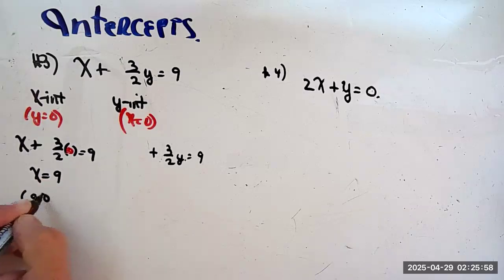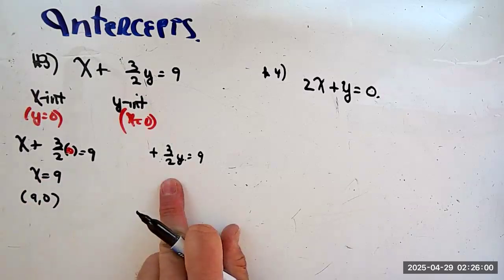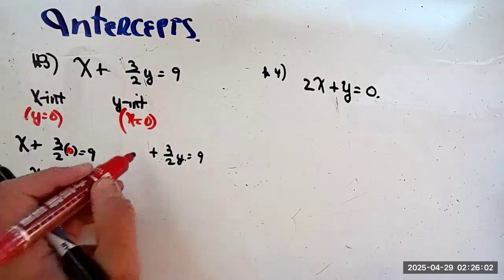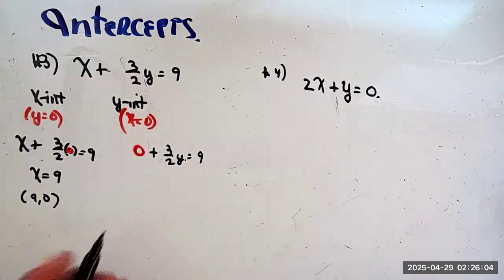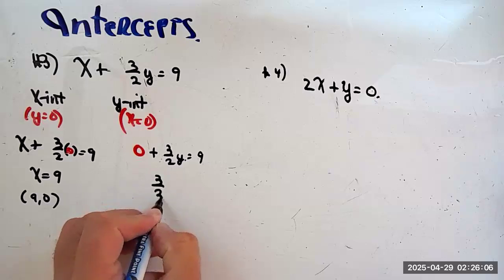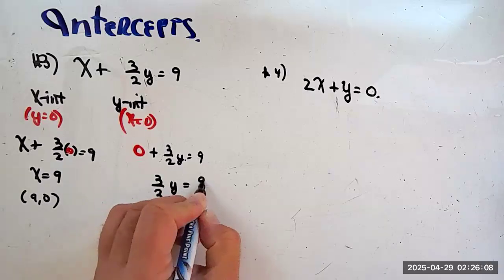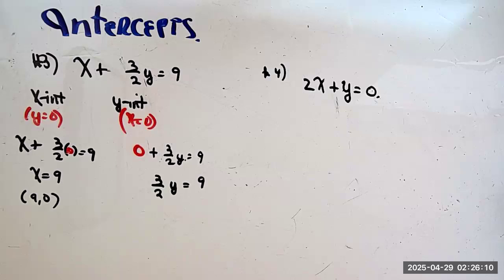Or 9, 0. Here we force y to be 0. So we have 3 half y equals 9. And now we have fractions.